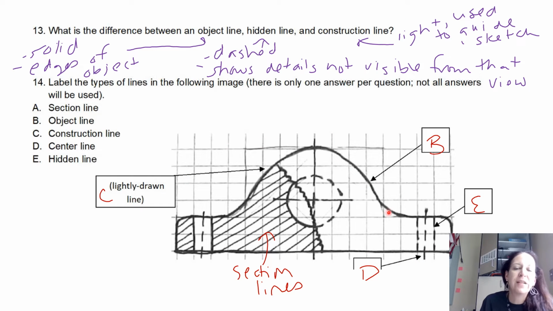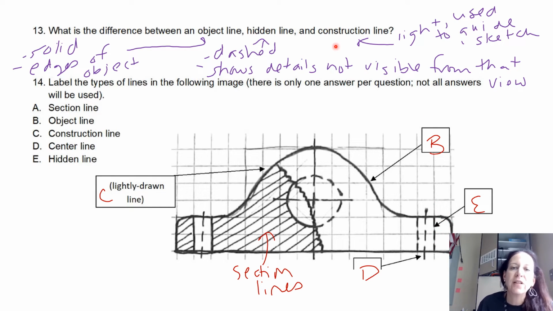Okay, this one, when we did this in class, we actually reversed the order. So an object line, this says it's solid and it represents the edges of the object, specifically the edges that are visible from that particular view. And then looking at this sketch, here is an example of an object line right there. A hidden line is dashed, and it shows details not visible from that view. From that view, it's probably going to look solid, or it might look like something else, but there's something happening behind it. This right here, answer choice E, is an example of a hidden line.